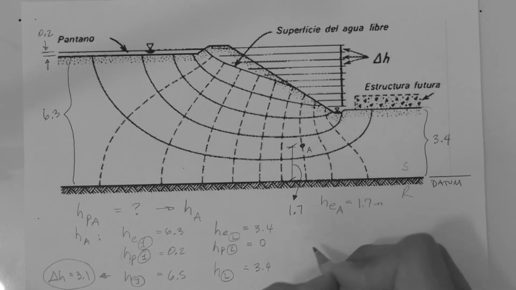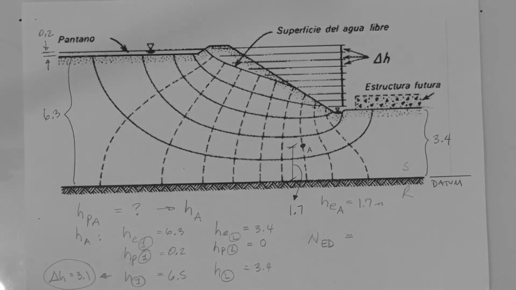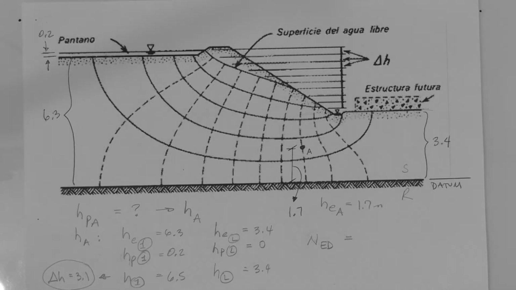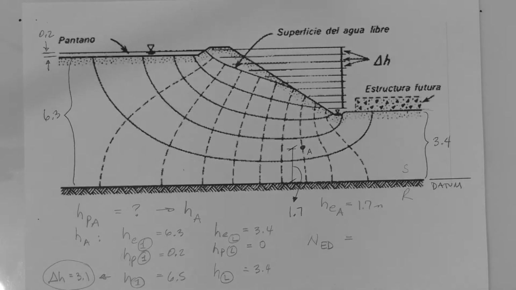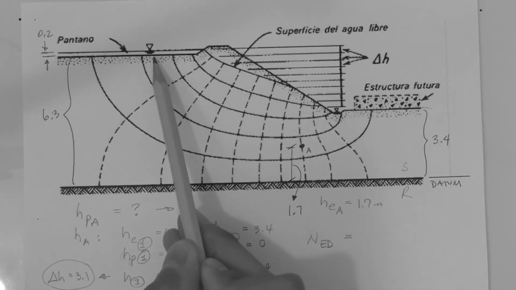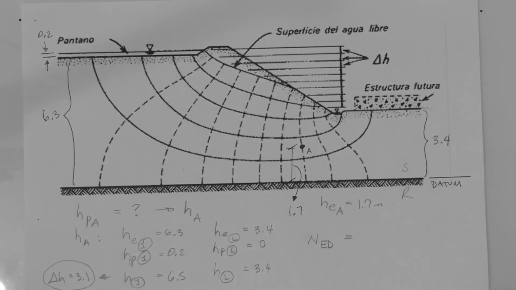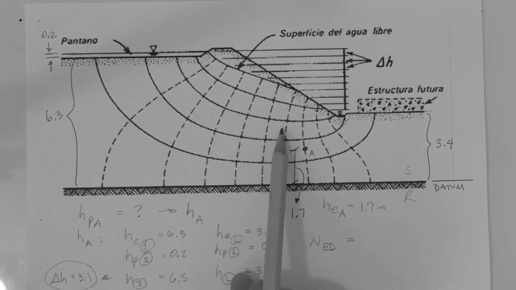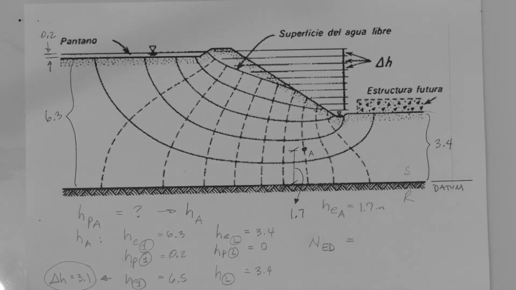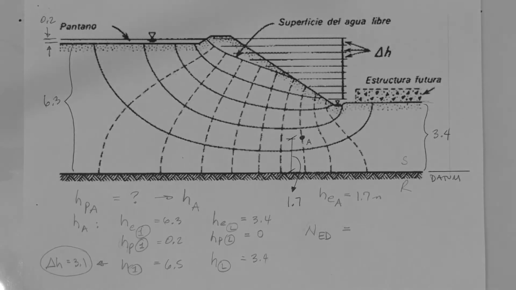The fourth step is to determine the number of equipotential drops for the flow net. So to determine the number of equipotential drops, we start at the first equipotential and then we count every time we move from one equipotential, meaning line, to the next. So we start here. Every time we move from one to the next, we say 1, 2, etc., right? So 1, 2, 3, 4, 5, 6, 7, 8, 9, 10. 10 drops. They're like steps from one equipotential line to the next.